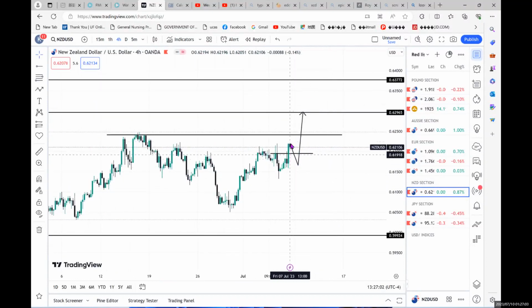So coming this week, I'll be looking for a pullback on NZD USD and a continuation to the upside. So basically, I'm looking for buys.